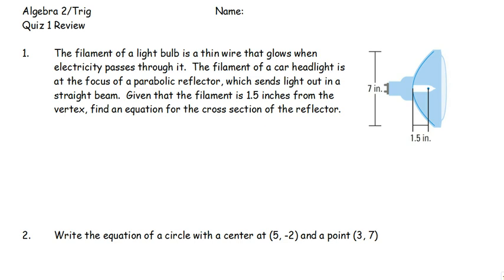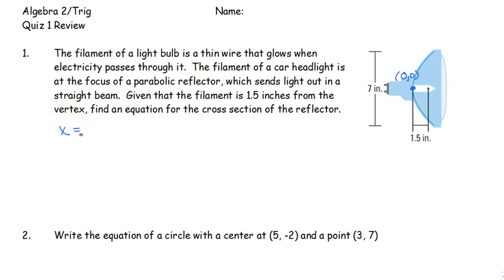So when we look at the diagram, it's telling us that the headlight is 7 inches tall, and it's saying that the filament, the light, is 1.5 inches from the vertex. And if you remember, I said the easiest way to do this is assume that the vertex is at 0, 0. We see that our parabola is opening to the side, so I would start with our parabola equation.